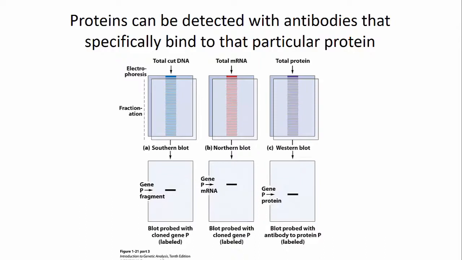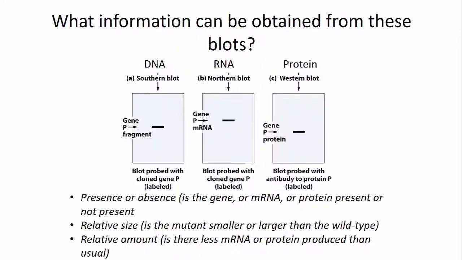Now, the combination of these three tools, the southern blot, northern blot, and western blot, can actually be used to ask what is happening at different stages of the central dogma. So first, I'd like to discuss what type of information can be obtained from these types of blots. The first thing is presence or absence. So particularly with RNA and protein, it tells you whether that particular gene is transcribed or not transcribed for the northern blot, and whether that particular gene is translated into protein or not for the western blot.